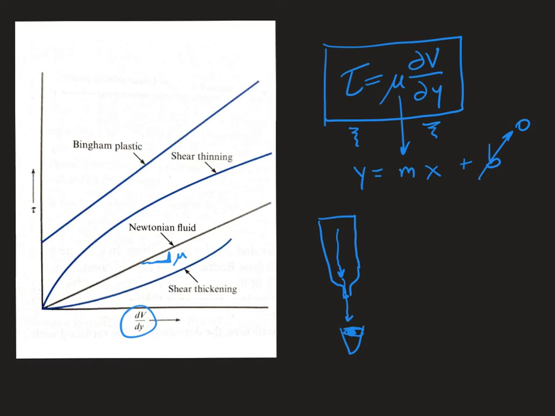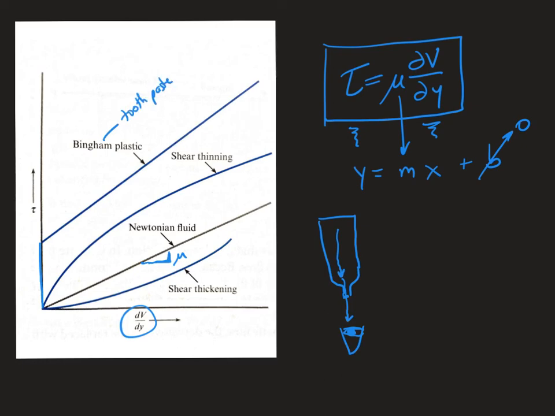But what's going on here? Most of us would consider toothpaste to be a fluid. You wouldn't consider it to be a solid. What happens is it has a certain shear stress that it needs to reach before it starts to behave like a fluid. So your toothpaste in this case is what we call a Bingham plastic.